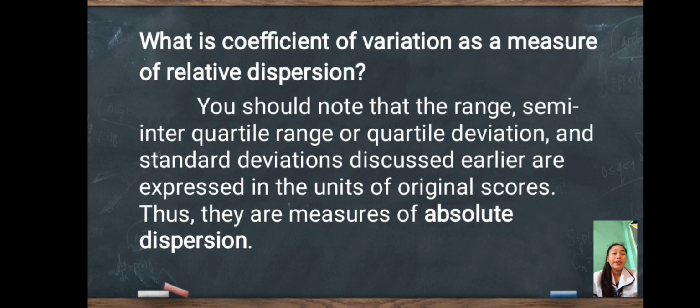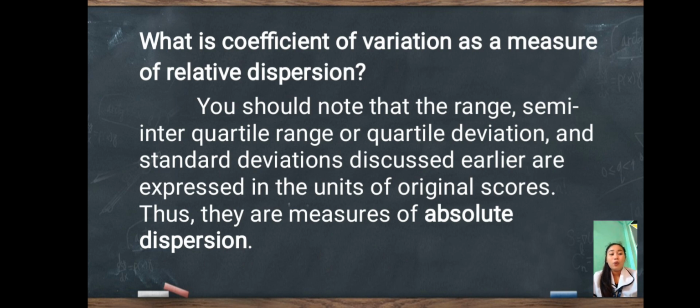Part two is the coefficient of variation as a measure of relative dispersion. You should note that the range, the semi-interquartile range or quartile deviation, and the standard deviation discussed earlier are expressed in units of the original scores. Thus, they are measures of absolute dispersion.